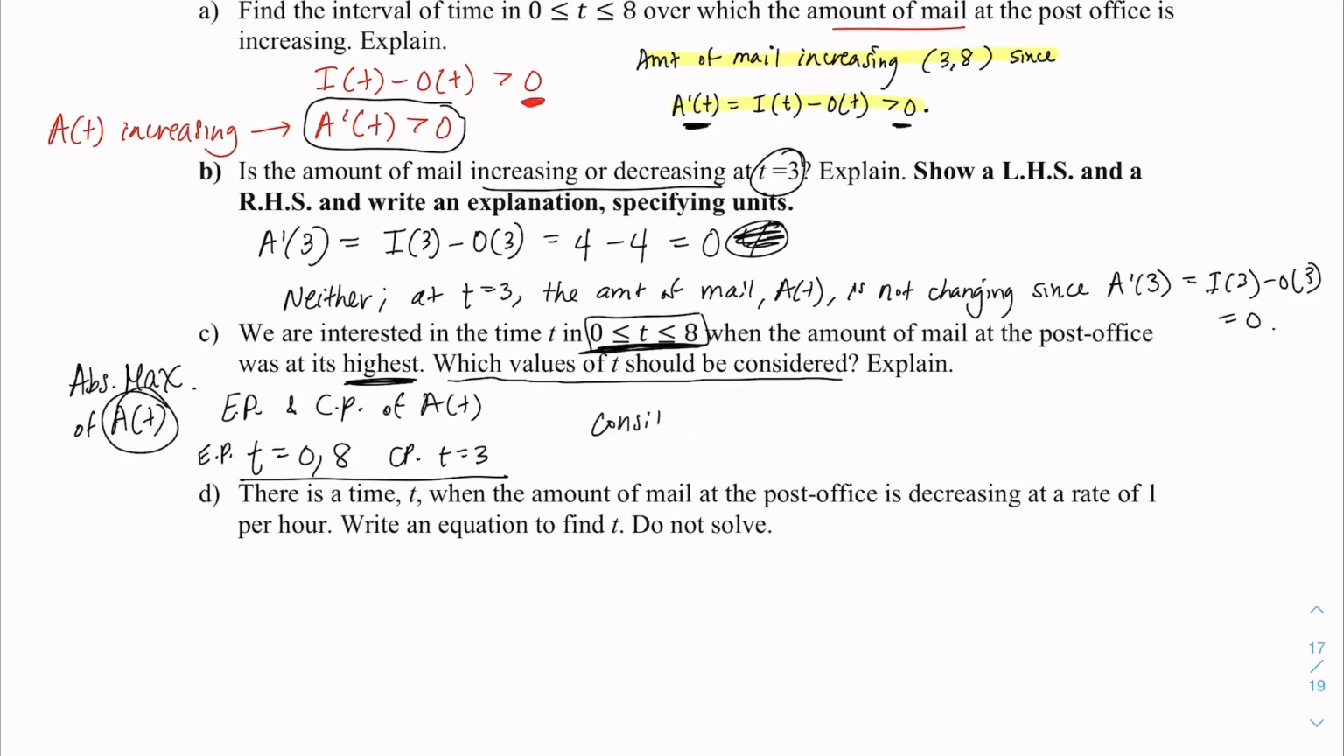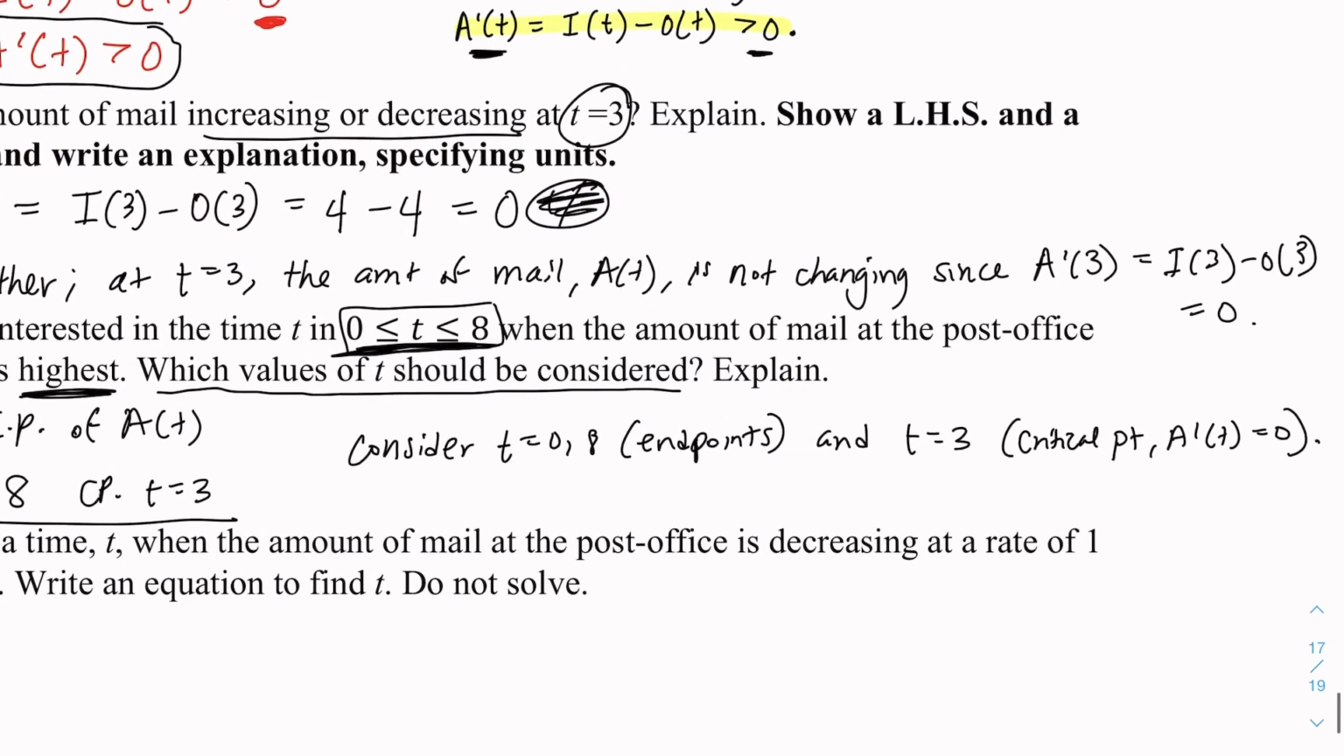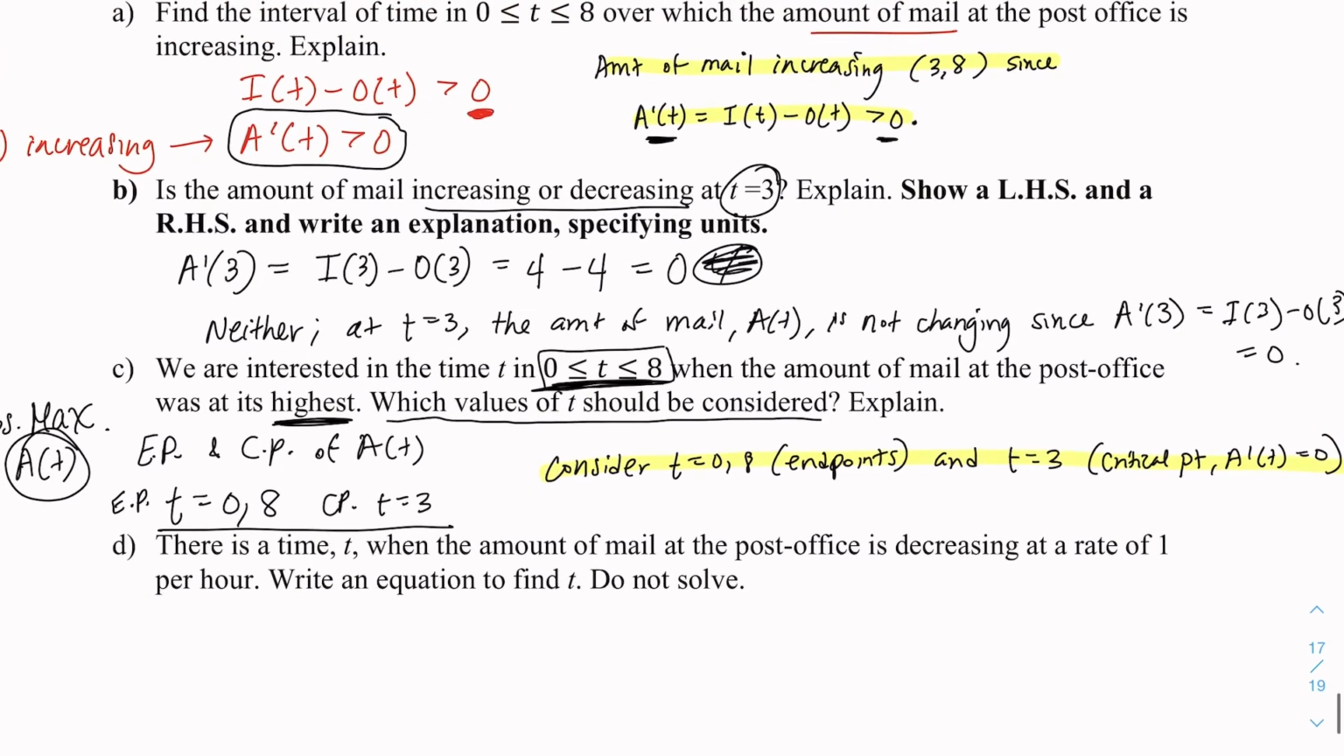So consider t equals 0 and 8. Our explanation is they're the endpoints. And consider t equals 3, and our explanation is this is the critical point where A prime of t equals 0. And we're done. If we knew what A of t actually was, then we would go and plug it in.